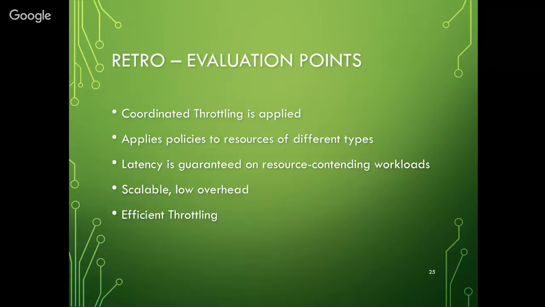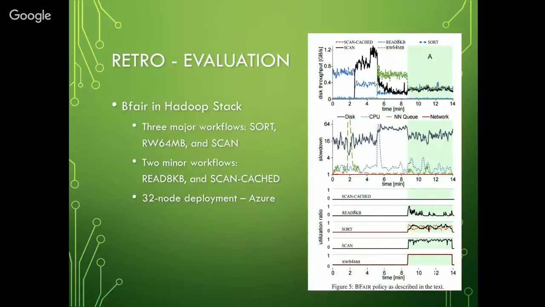So let's look a little bit into the BFER policy evaluation in the Hadoop stack. There are aggressive workflows that are introduced and throttled without affecting other workflows, right? This is one of the main goals of this policy. So there's coordinated, targeted workload throttling. This is really the proof. What is trying to be proven here is that there's coordinated targeted workload throttling.